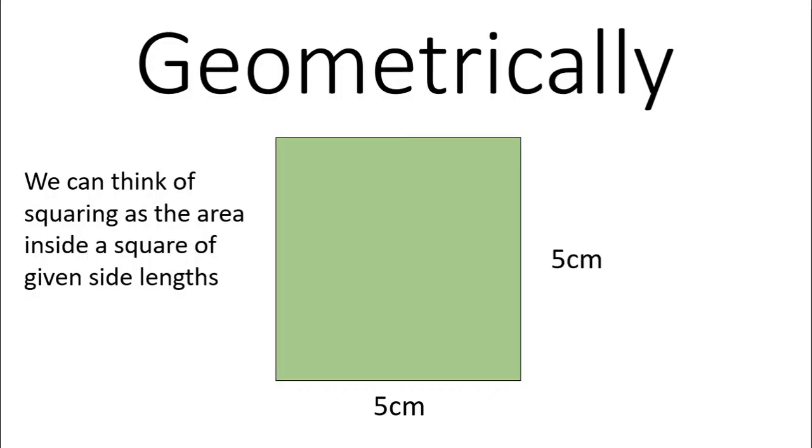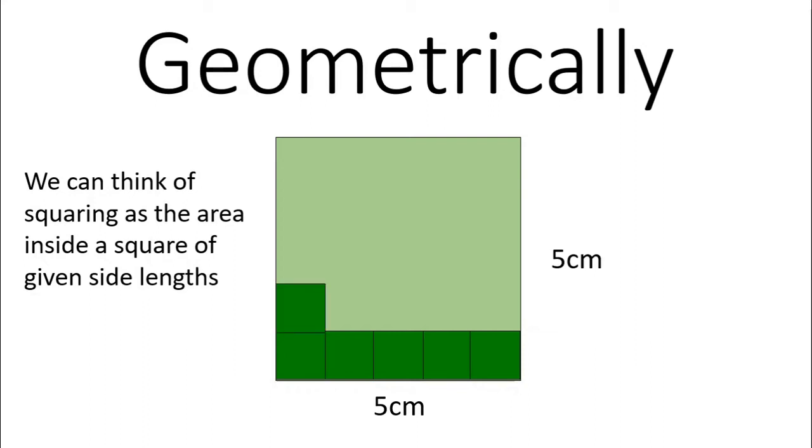If you really want to understand square numbers and why we call them square numbers, we can think of squaring as the area inside a square of given side lengths. So here I've got a square of side lengths 5 by 5. I hope none of you would think that this is a square that is 5 centimeters squared. This square's area would contain 5 centimeter squares along the length. And then we would have 5 rows of 5 centimeter squares to fill up the whole area of this square.